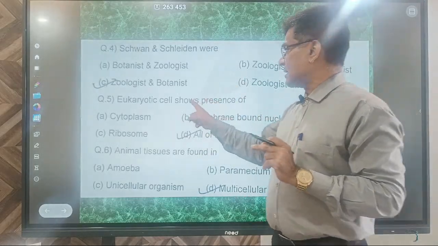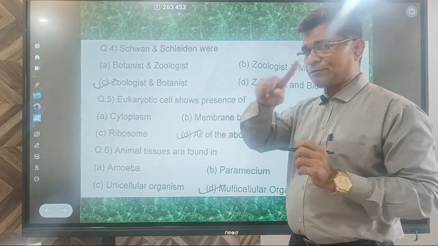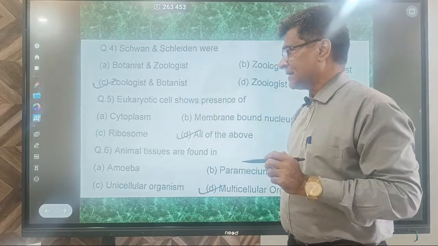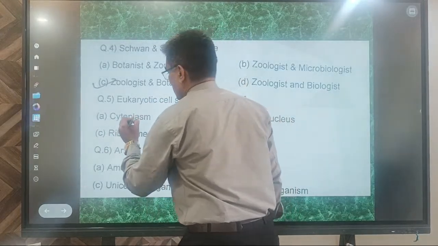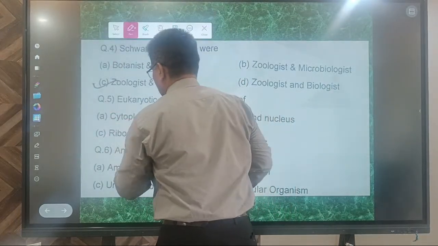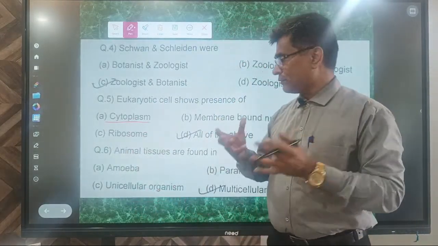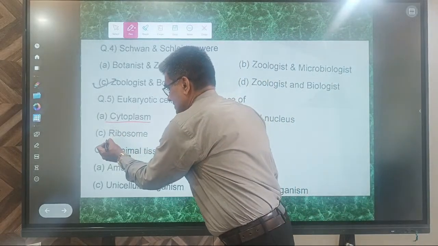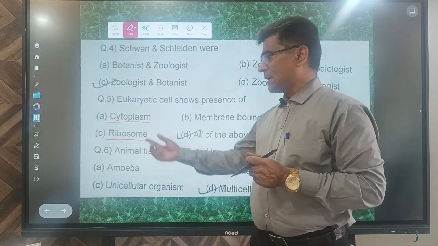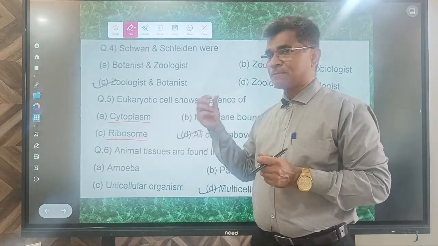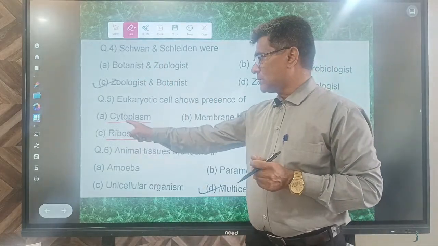So eukaryotic cell shows presence of. One has to understand the jelly-like substance which fills the entire cell interior, that is nothing but cytoplasm. तो cytoplasm तो हर एक cell में होगा, so we can take here cytoplasm is present in eukaryotic cell. Second, ribosome. I had given this during lecture, ribosome is the only organelle which is present in eukaryotic cell as well as prokaryotic cell. So ribosome is also present.